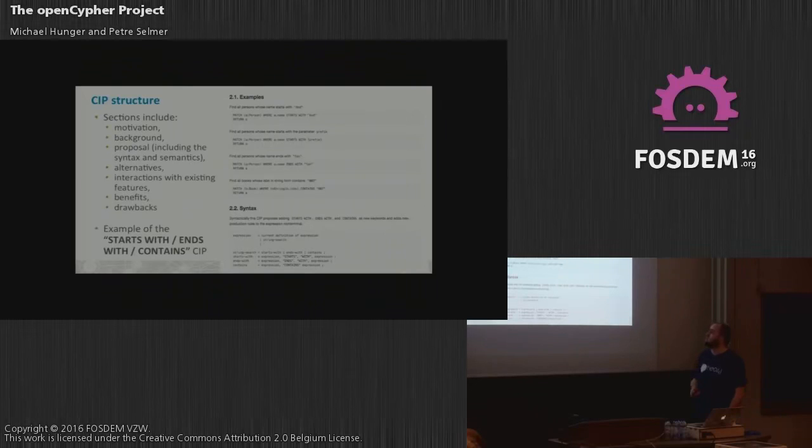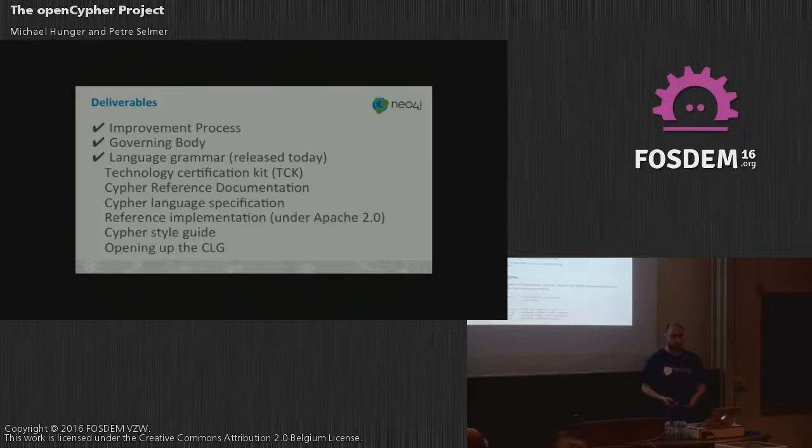And this CIP looks like this. It's all in AsciiDoc, a textual markup that's pretty nice to read, render and write. It has the motivation and background: why do I want this change, and what do I want to achieve by it? Then the actual proposal with syntax and semantics. Alternatives: what exists already out there that is similar or different. What happens with the existing language: is it affected by this or not, or the implementations? And what's really cool about this proposal and what's not so cool about it.